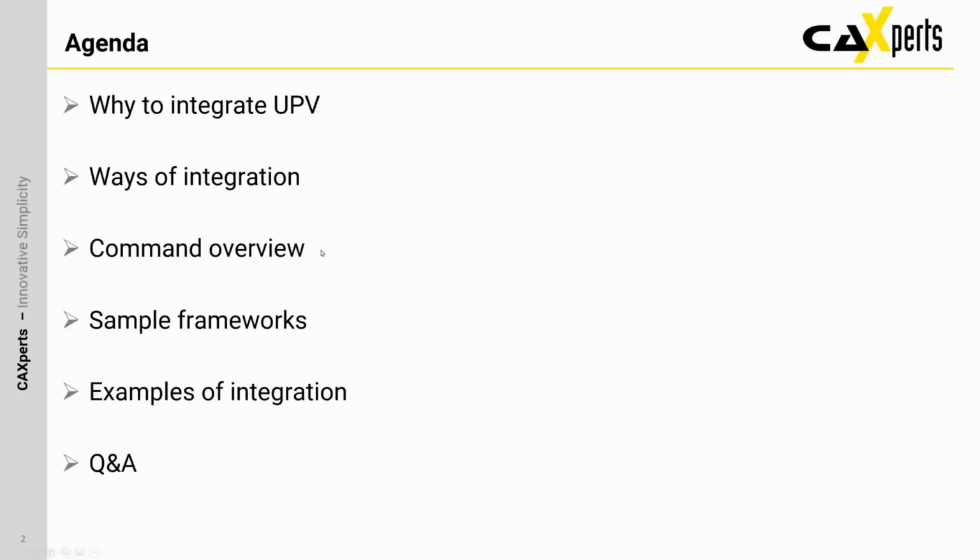So we will talk about why you should consider integrating UPV into your software. I will show you 3 different ways of integrating UPV into your software. We will have a short overview on the most important commands that we offer via our API. We will talk about the sample frameworks, and not at the end, but while I'm running through the other points, I will give you some examples of integration. And at the end, I will answer your questions.